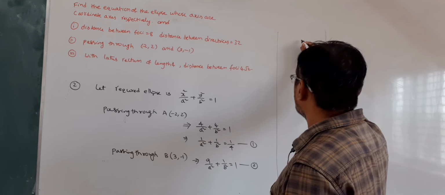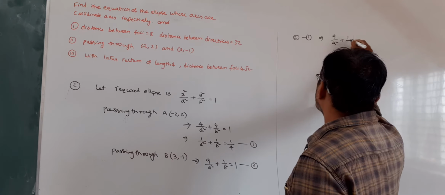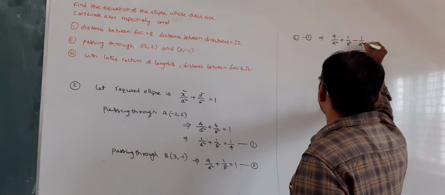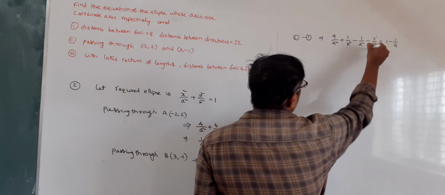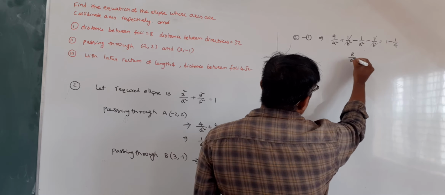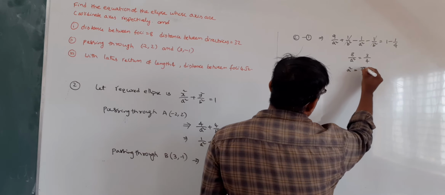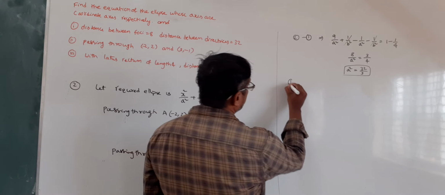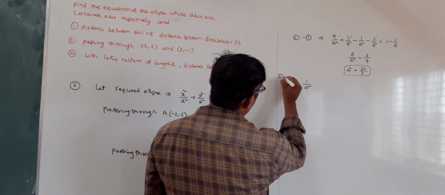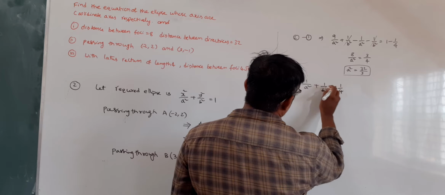Now consider equation 2 minus equation 1. You will get 9 by a square plus 1 by b square minus 1 by a square minus 1 by b square is equal to 1 minus 1 by 4. So 1 by b square is cancelled. 8 by a square is equal to 3 by 4. So a square is equal to 32 by 3. This is the value of a square. Now let us find b square by substituting a square in equation 1. From equation 1 you have 1 by a square plus 1 by b square is equal to 1 by 4.